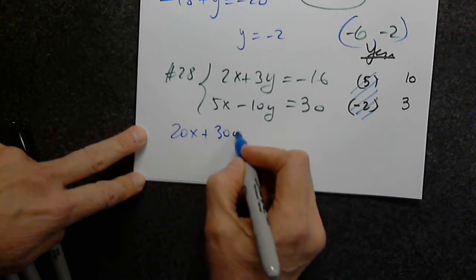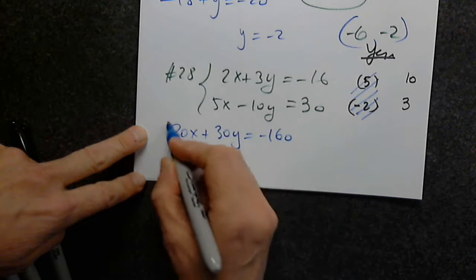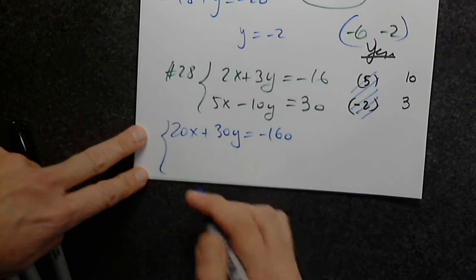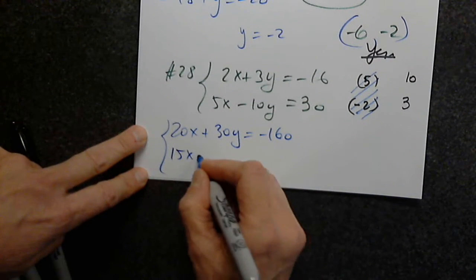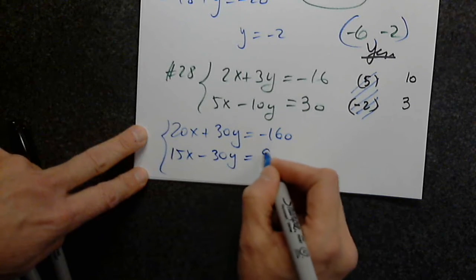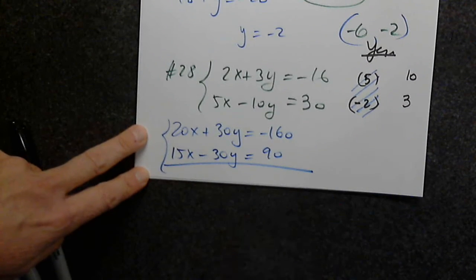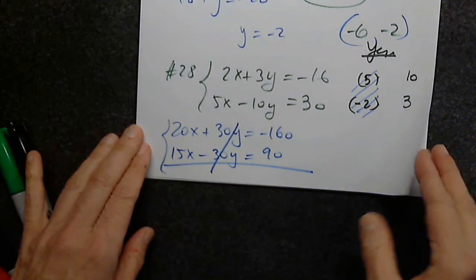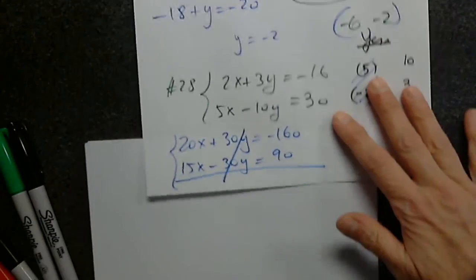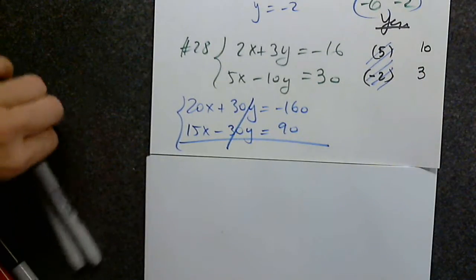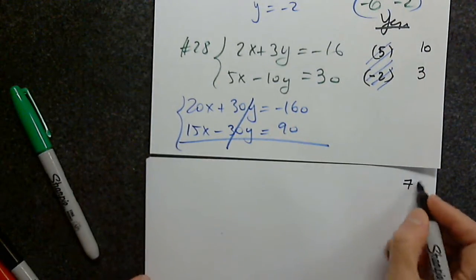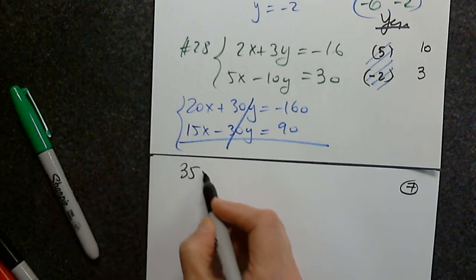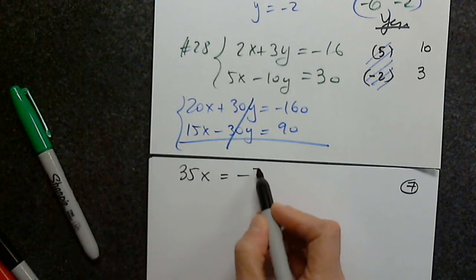20x plus 30y equals negative 160. And then 15x, obviously, minus 30y equals 90. And yes, we accomplished what we wanted. We wanted to eliminate y, and we're almost there. I mean, we already did, so we are ready to solve for x now. So this is 35x equals negative 70.